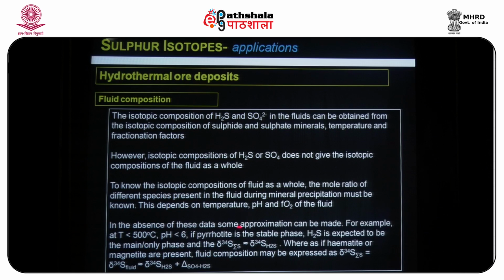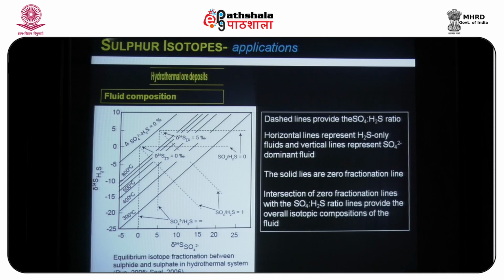For example, if in the mineralization we find that pyrrhotite is present as a stable phase and the temperature is less than 500 degrees centigrade, then in such a situation H2S is expected to be the main, or practically the only, sulfur species in the fluid. In those cases, the delta 34S of the fluid will actually be the delta 34S of the H2S, which we can obtain from the fractionation factors and the delta 34S values of the sulfide minerals. Now, there is another important application, and I will complete my presentation with it.